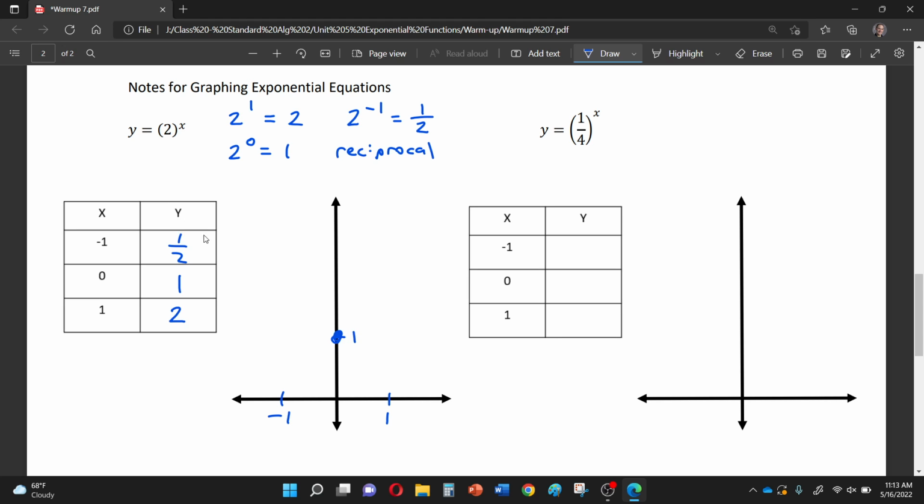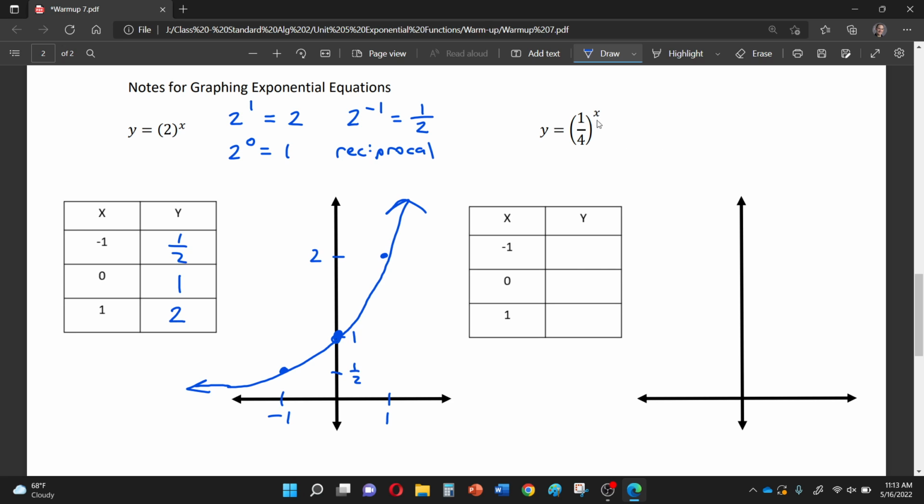Now I'm just taking these and graphing them as ordered pairs. At -1, it'll be y equals 1/2, and at +1, y equals 2. And the graph is going to look like this. It's going to grow really fast, and in this direction, it's just going to level out to 0. You can see how graphing the 3 points gave us the shape. So that's all we really needed.